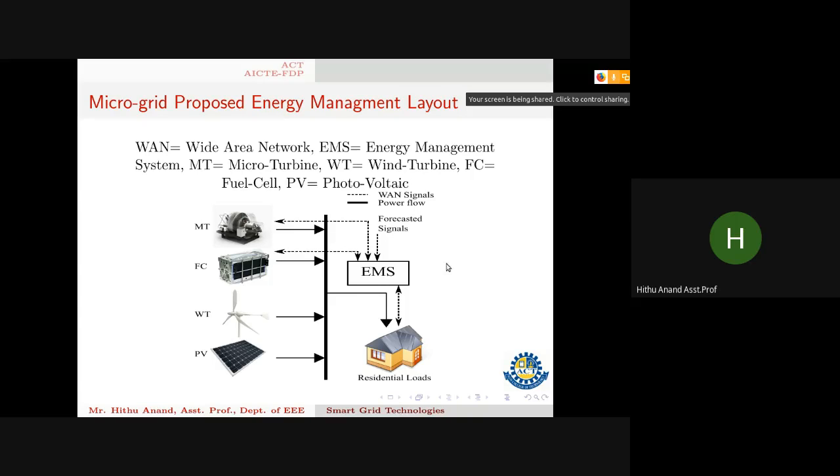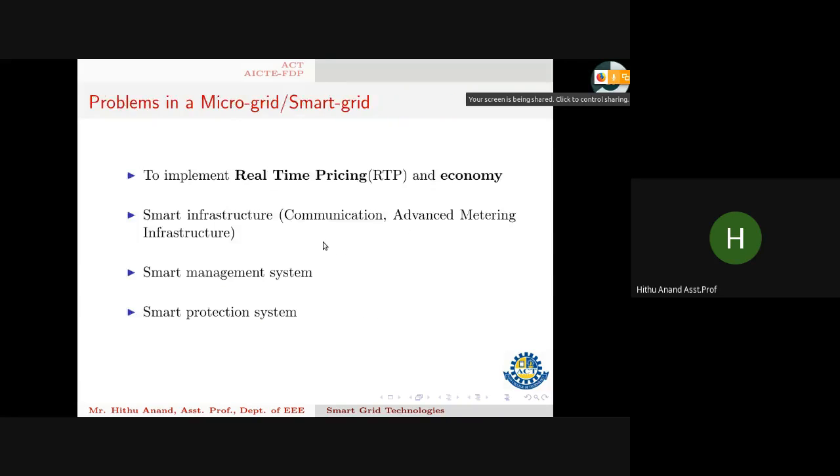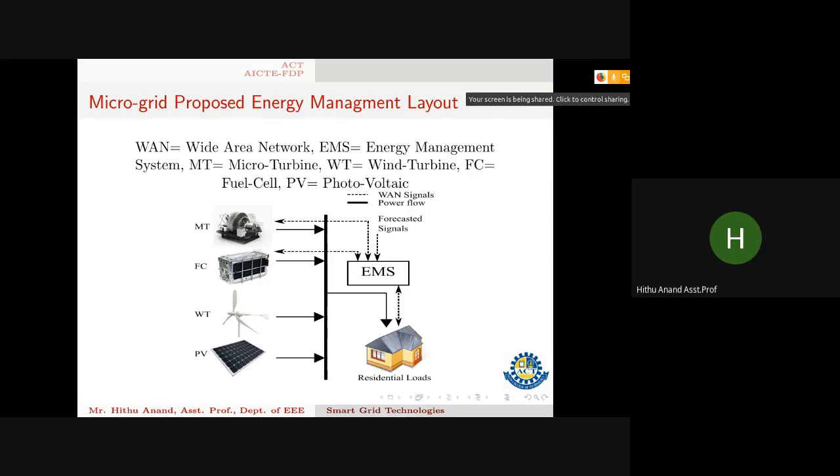We have an energy management system and a residential load, because I'm taking only a load in the range of 100 kilowatts. We are taking this because in our country we are identifying some areas where we consistently face power failures. Those areas are mostly remote villages. So if you are able to give a microgrid scenario for such areas, it can actually solve a lot of problems.